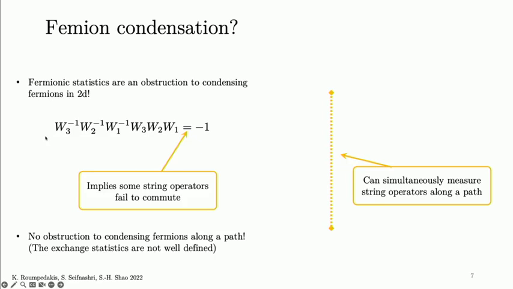While we can't condense fermions in 2 dimensions, there is no obstruction to condensing fermions in 1 dimension, or a 1-dimensional subsystem. In other words, we can simultaneously measure the string operators along a 1-dimensional path. Now, what I'd like to show next is how we can do that explicitly in the surface code.